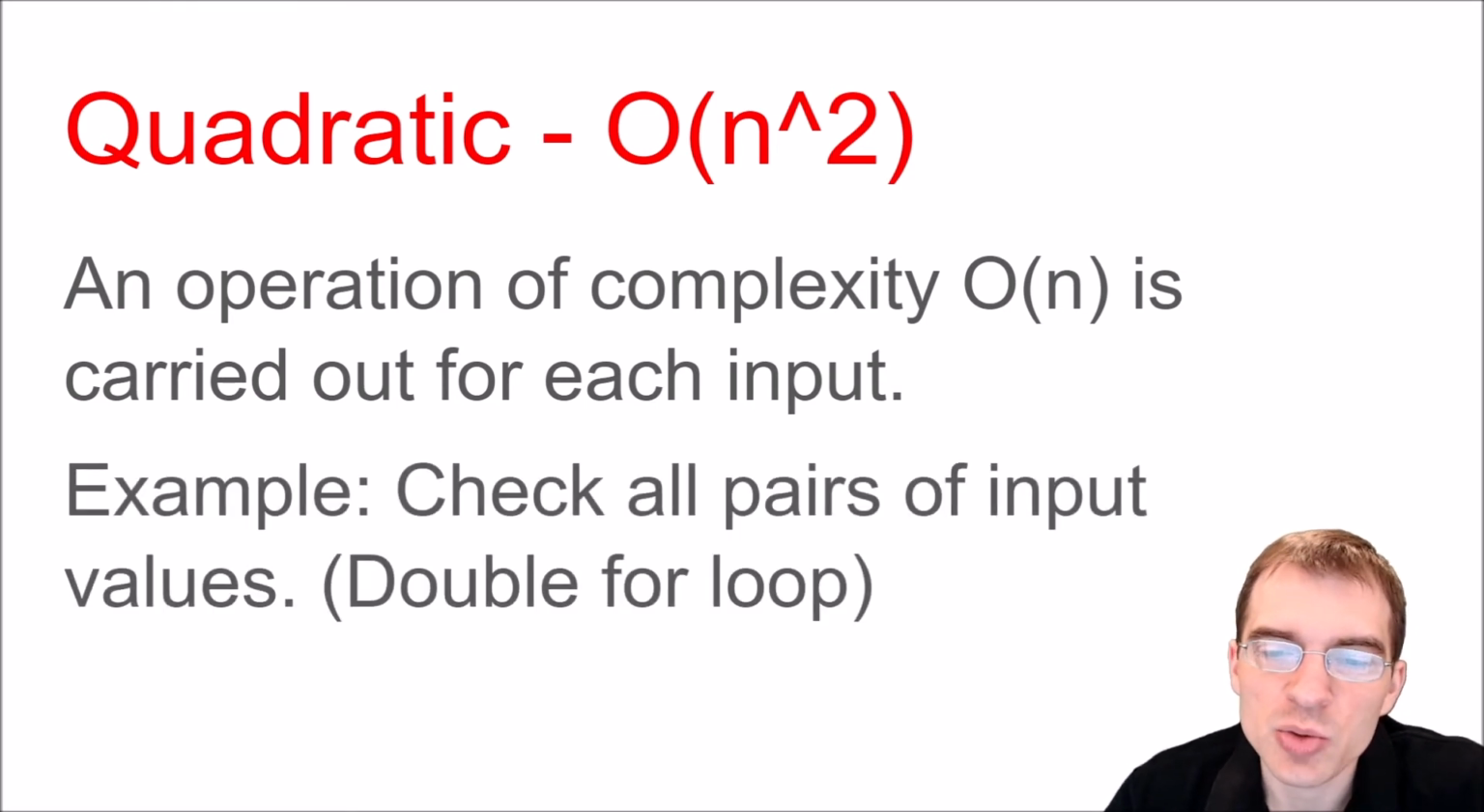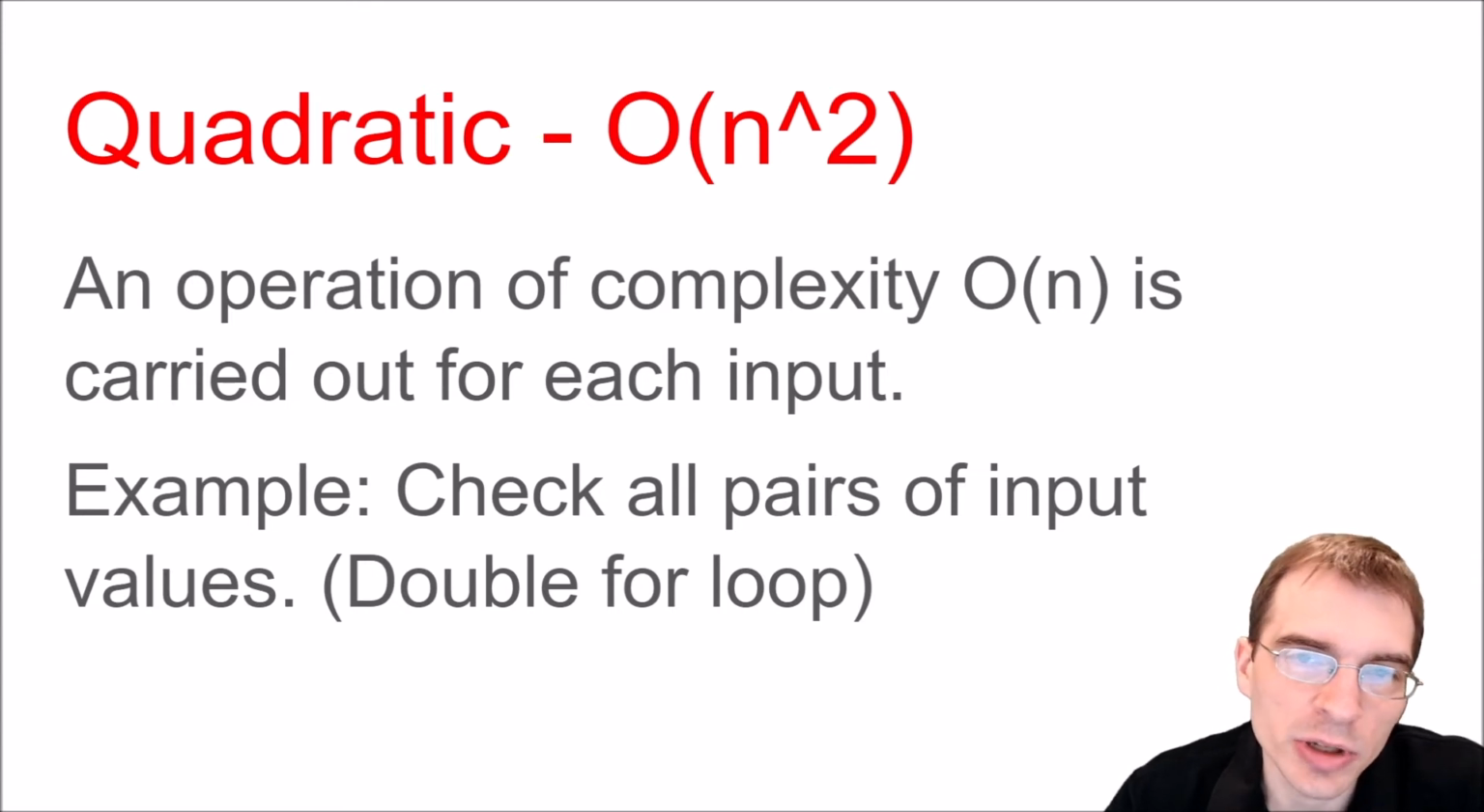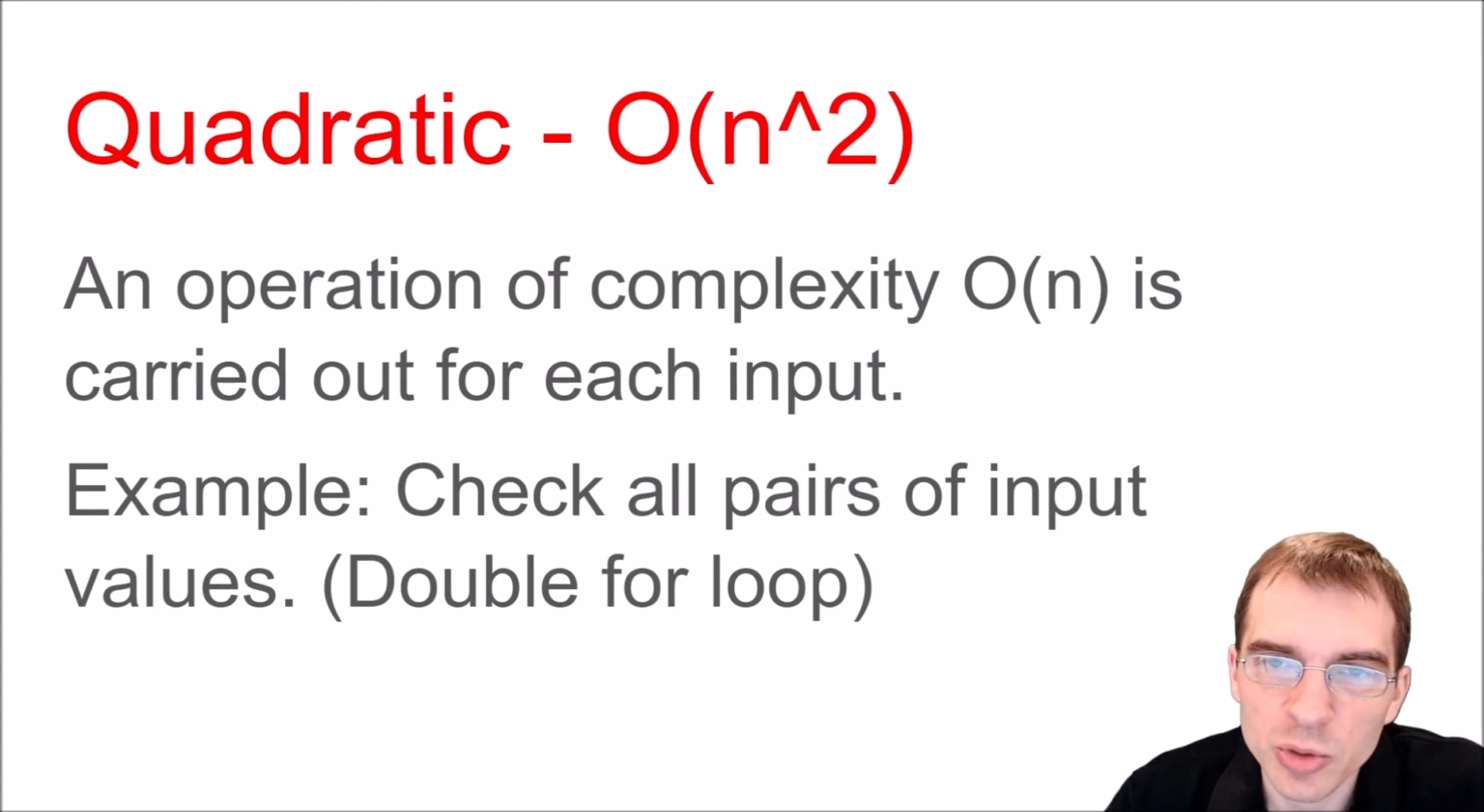An example of this would be checking all the possible pairwise combinations of input values. So, for instance, in coding, if you had a double for loop, we're going over all the items in an array, and then for each of those items, you go over all the items again to find the various pairs.